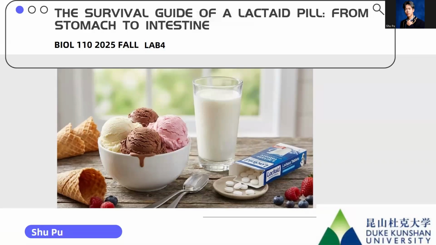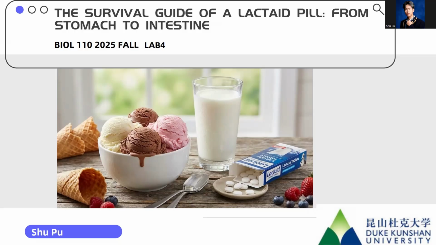Today, I want to take you on a journey, not a journey around the world, but a microscopic journey inside our own bodies. We all know that for people with lactose intolerance, this little lactase pill is a lifesaver. But have you ever wondered about the incredible challenge this pill faces?